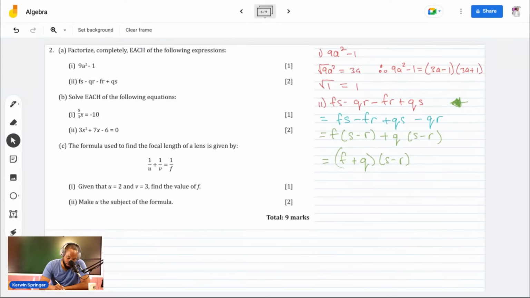Part B, what we're trying to do is put the whole answer on one sheet of paper. It might work. Solve each of the following equations. 5 over 3 by x is equal to negative 10.